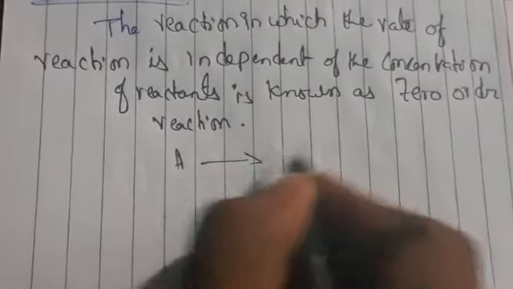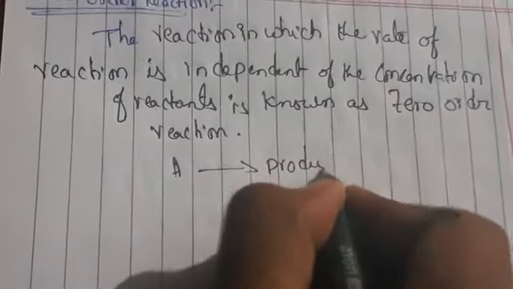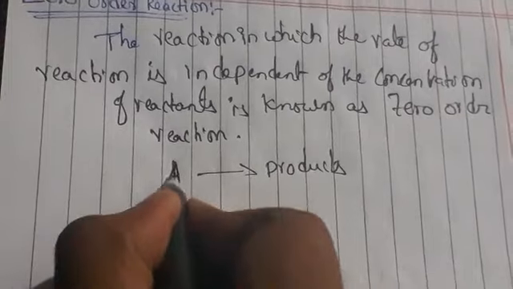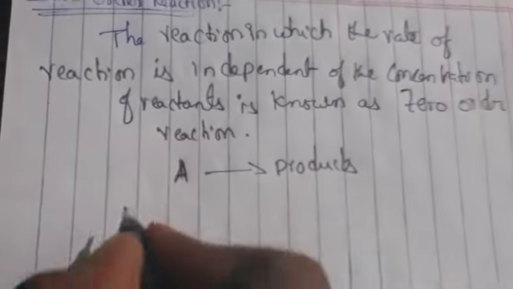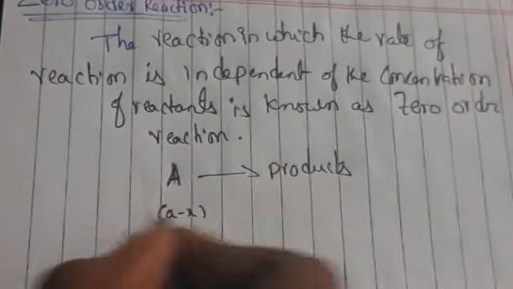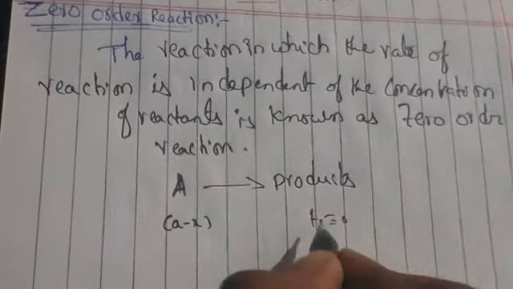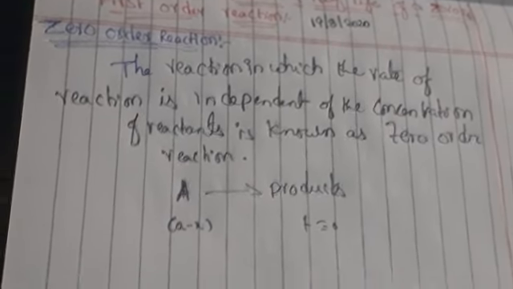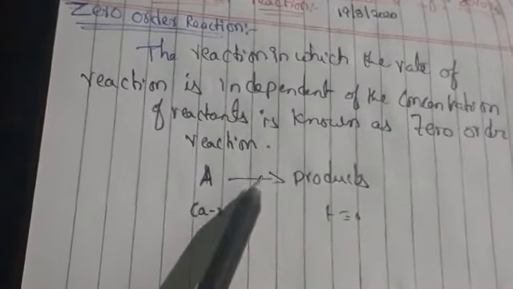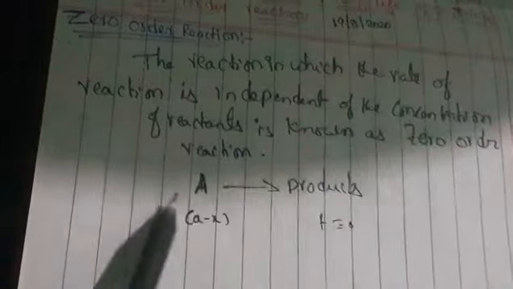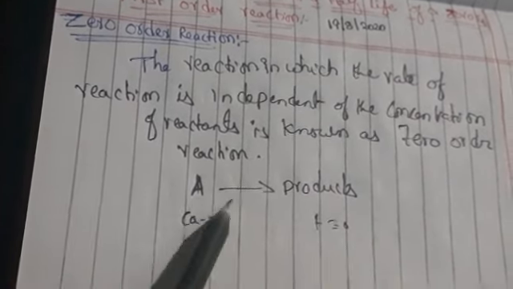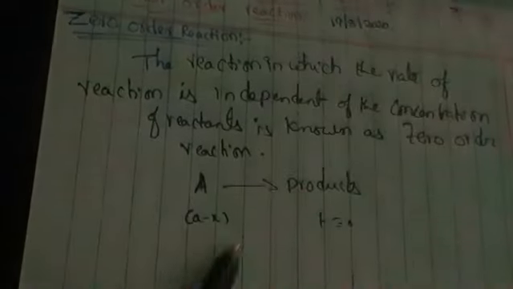A gives rise to products. So here we have the initial concentration, A minus x at t equals 0. We are applying some initial concentration. What I have told you is that, whatever reaction we are taking, the rate of reaction is independent of the concentration, it is not depending on the concentration of the reactants.